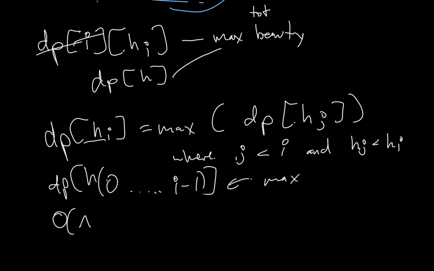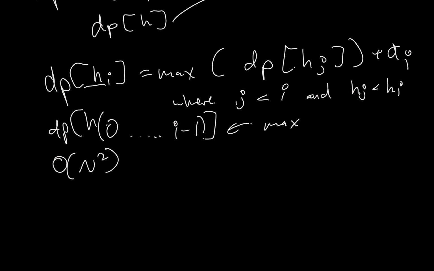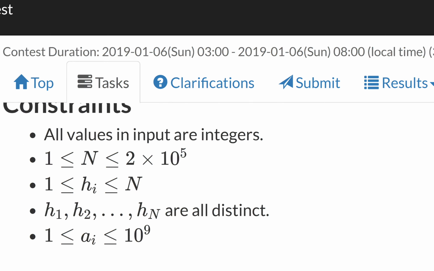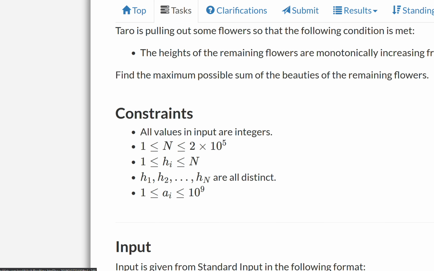So the runtime of this is n squared. You have to loop through all of the flowers, and then for each flower you have to loop through all of the flowers that come before it, and whenever those flowers' heights are less than our current flower, we do a max of that. And then of course at the end we would add a_i, because we are for sure including a_i. So how can we optimize this? O of n squared is clearly not enough because n is up to 2 times 10 to the power 5.